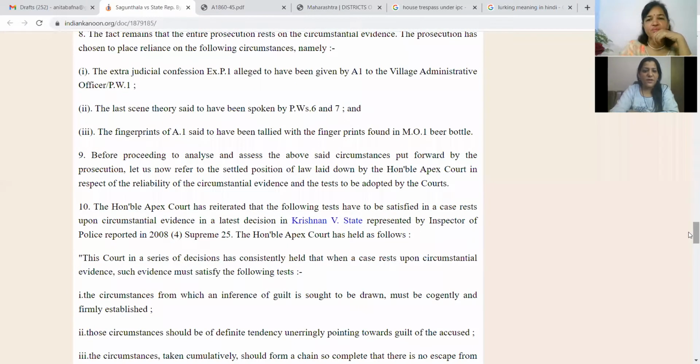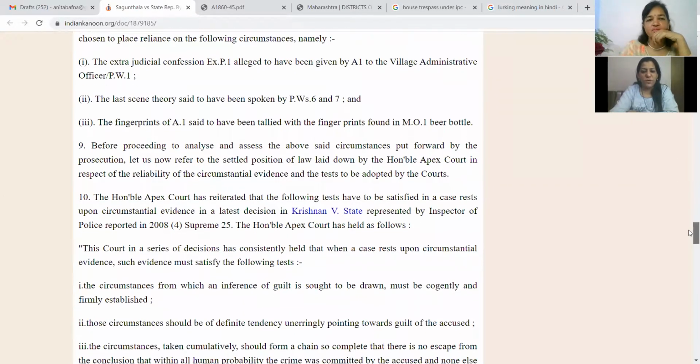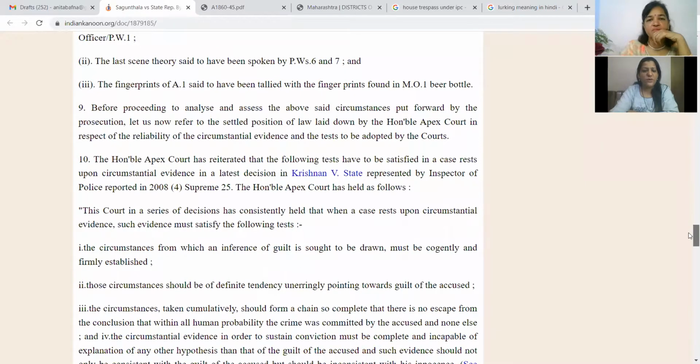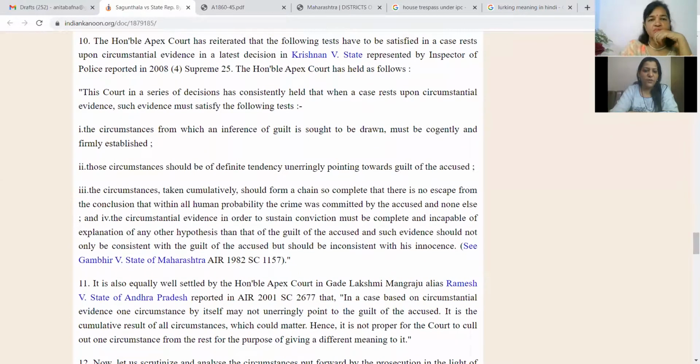Okay. Let us now refer to the settled position of law laid down by the Honorable Apex Court in respect of the reliability of the circumstantial evidence and the test to be adopted by the courts. The Honorable Apex Court has reiterated that the following tests have to be satisfied in a case resting upon circumstantial evidence in a latest decision in Krishnan versus State, represented by Inspector of Police, reported in 2008 4 Supreme 25. The Honorable Apex Court has held as follows.